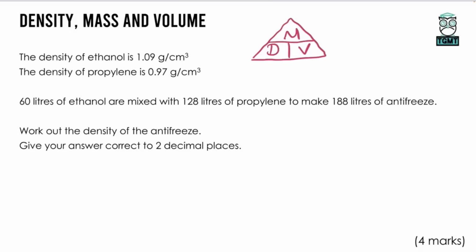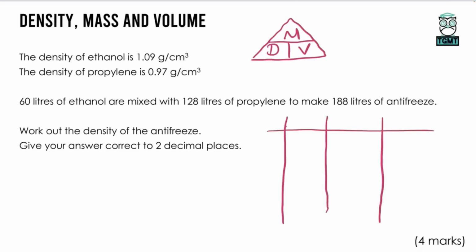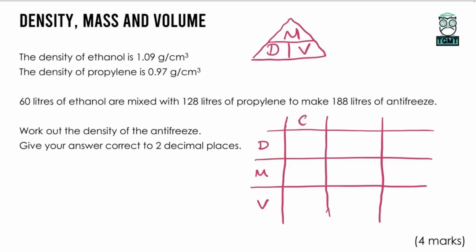So here we have lots of information. We've got lots of things getting mixed together. When we have this scenario, I like to draw it in a two-way table, just to keep everything really organised and clear as to what we have and what we're looking for. So we'll have a density, a mass and a volume for each thing. We have the ethanol, we have the propylene, and then we have the antifreeze. And there we go, I'm going to write the antifreeze there. And let's see what we've got.